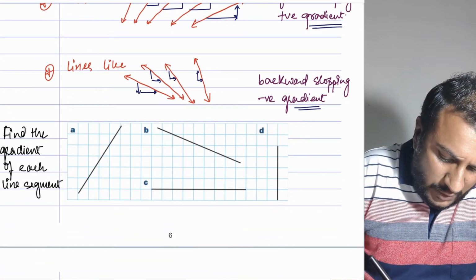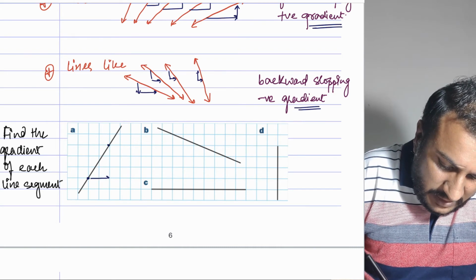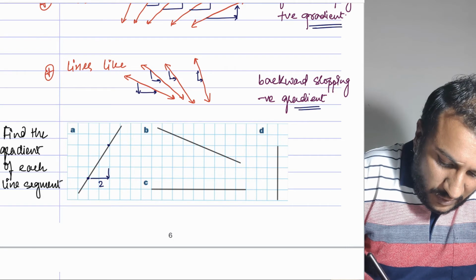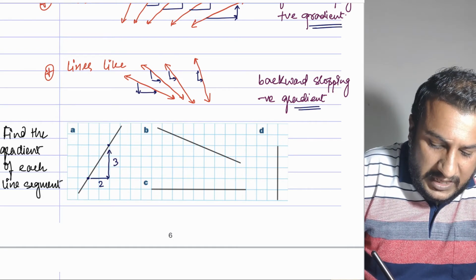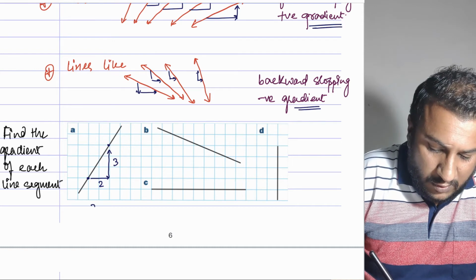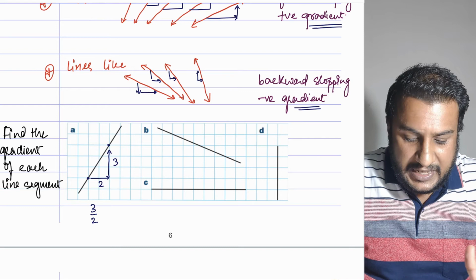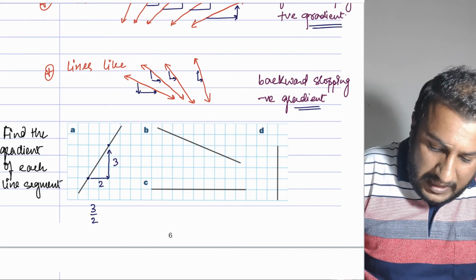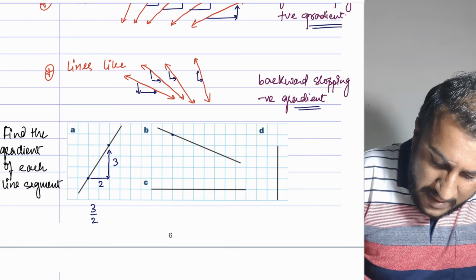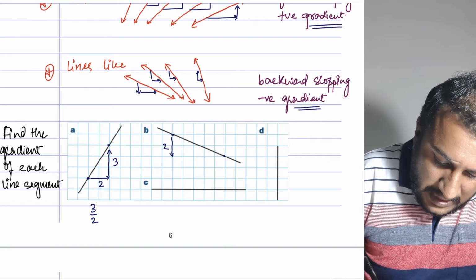If you take any 2 points, let's suppose I take this point and this point. The horizontal step I am traveling is 2, the vertical step I am traveling is 3. So what is the rise? 3 units, and what is the run? 2 units. The slope of this line is 3 by 2. Now you can see both of them are of the same sign.